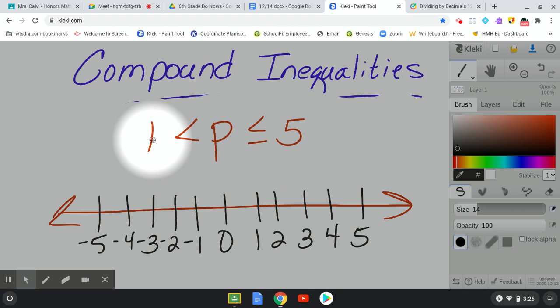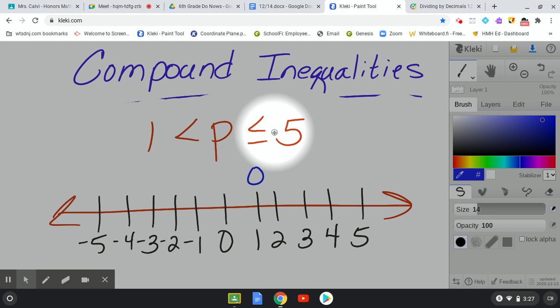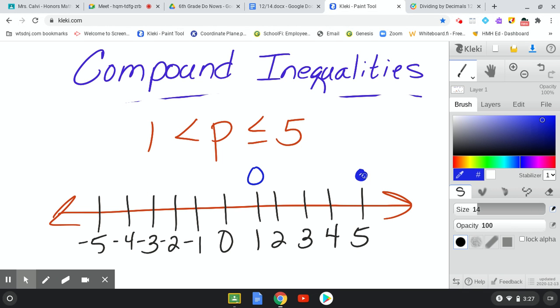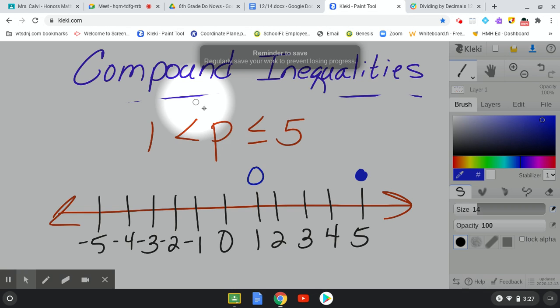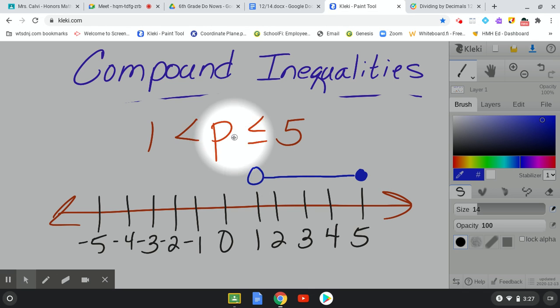So I'm going to have an open circle at 1 because I don't have the equal bar here. So an open circle at 1. And then I'm going to have a closed circle at +5. So a closed circle. And whenever it's an and problem, they will connect. Because what it is saying is p is greater than 1. Remember, the line represents the variable.